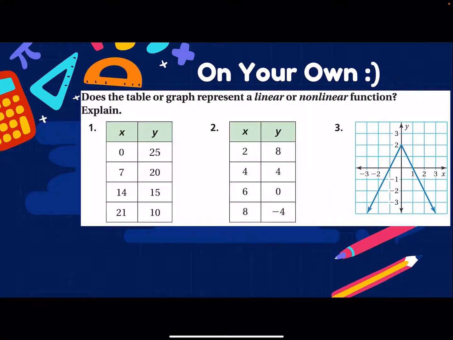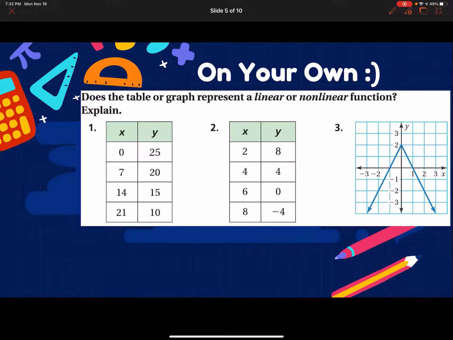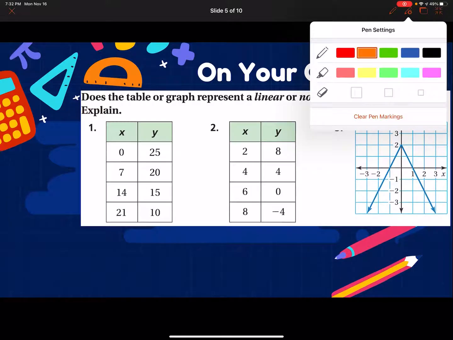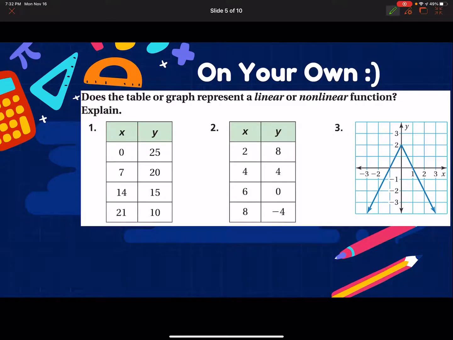Okay, now we've got 3 problems to look at on your own. If you will pause the video and look at each of these 3, go through those same processes that we did in example 1 and 2. Write some things down, look at the changes in x and y in number 1 and number 2, and decide if they would be linear or nonlinear. In number 3, you simply just have to look at the graph to decide. So go ahead and pause and take some time to decide on these, and then when you unpause the video, we will look to see if you got those correct.